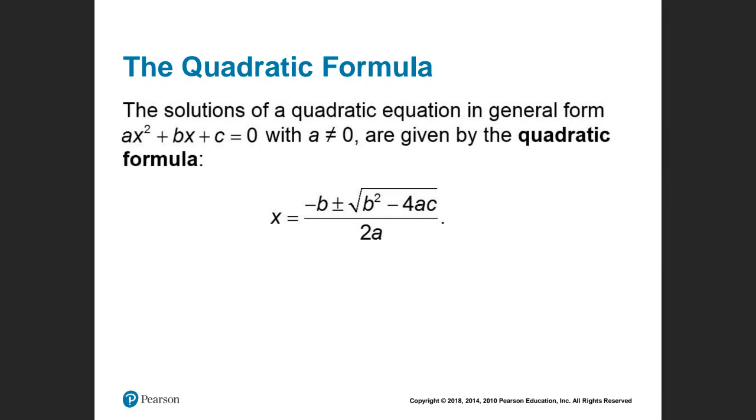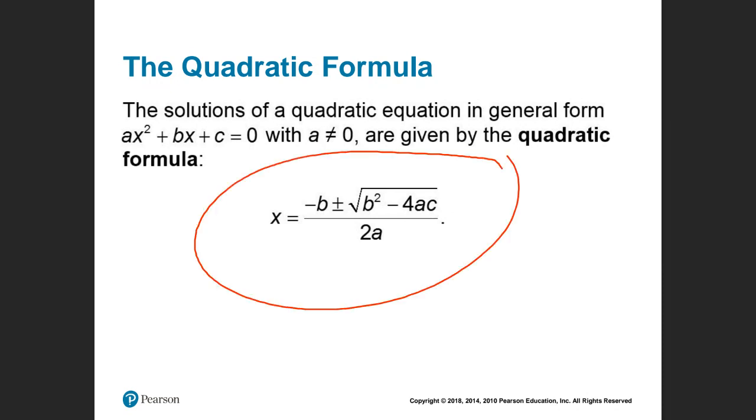Now, the solutions of a quadratic equation in general form, ax squared plus bx plus c equals 0 with a not equal to 0, are given by the quadratic formula. You have to know this one because we're going to use it a lot. If you don't know how to factor, you can use the quadratic formula. If it's hard to use factoring, just use the quadratic formula. But it's up to you, because there are several ways. Now go to the next one.